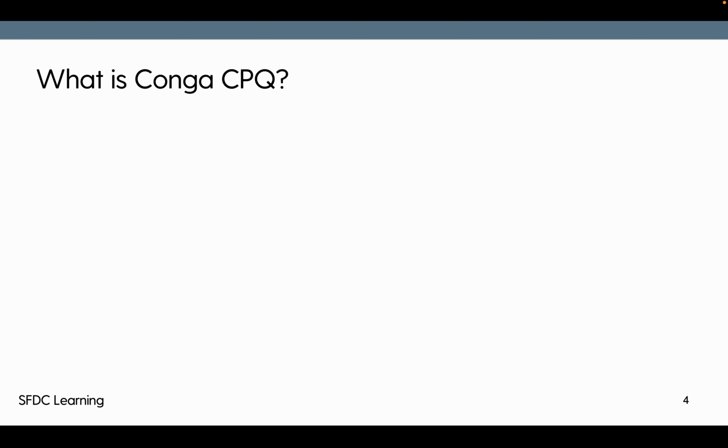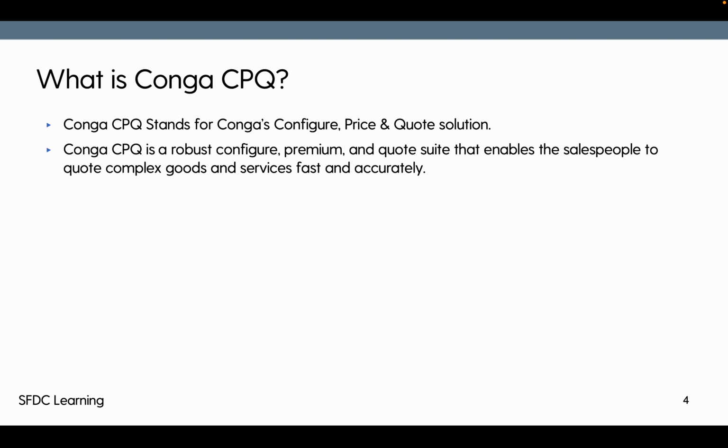Now what is Conga CPQ? So Conga CPQ stands for Conga's Configure, Price and Quotation Solution, which is available on Salesforce. Now Conga CPQ is a robust configurable price and quote suite that enables the salespeople to quote complex goods and services fast and accurately.